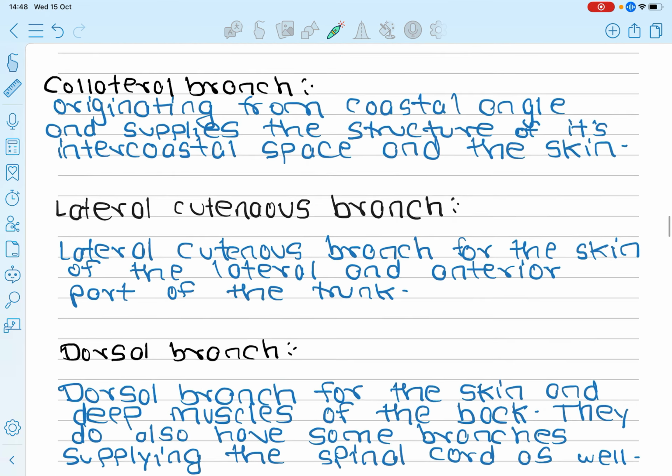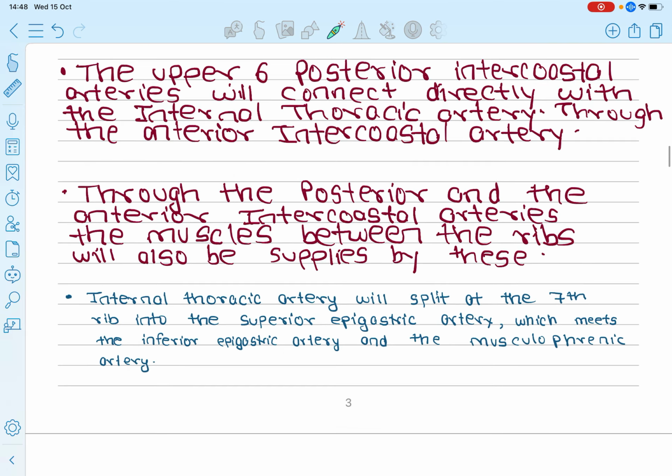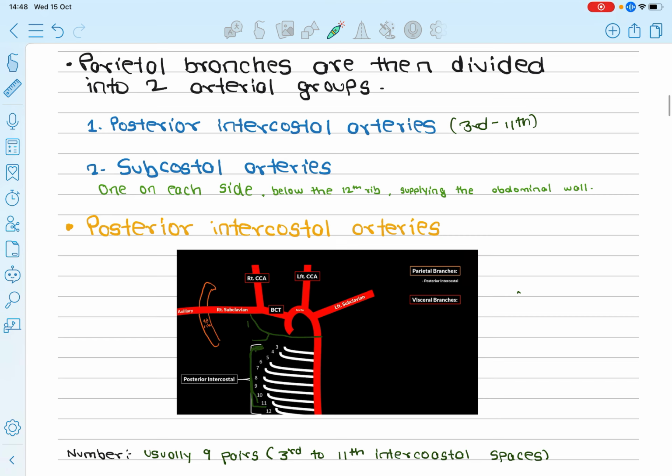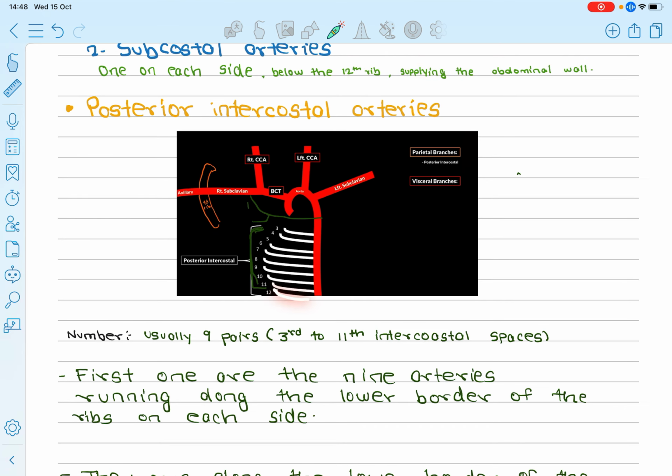And talking about the subcostal arteries, on each side below the 12th rib, they supply the abdominal wall. The artery below the 12th rib is known as the subcostal artery.